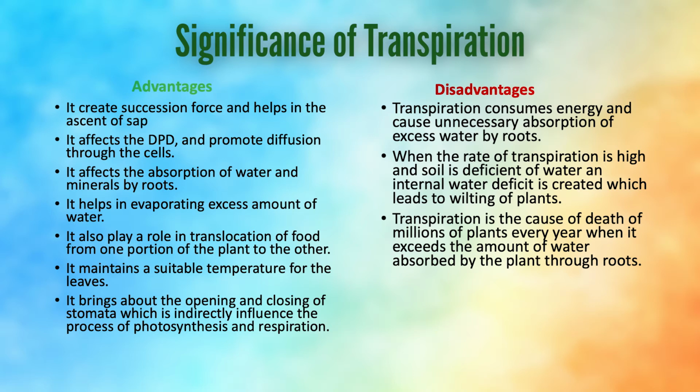Now, regarding disadvantages, transpiration consumes energy and causes unnecessary absorption of excess water by roots. Secondly, when the rate of transpiration is high and the soil is deficient in water, the plants get wilted. Transpiration is the cause of death of millions of plants every year. So, considering the advantages and the disadvantages, Curtis described transpiration as a necessary evil.